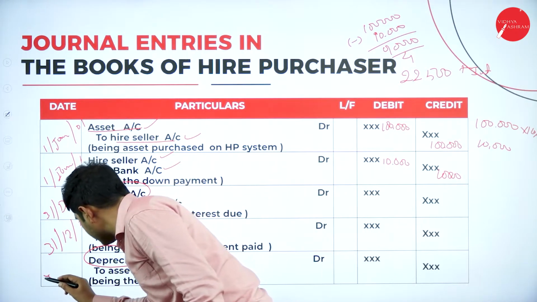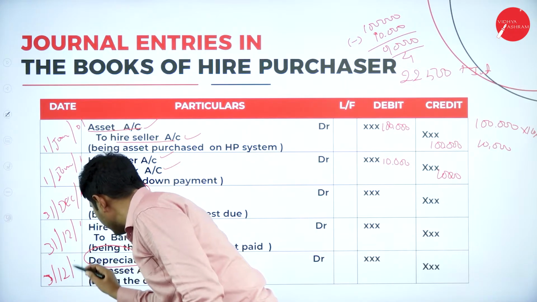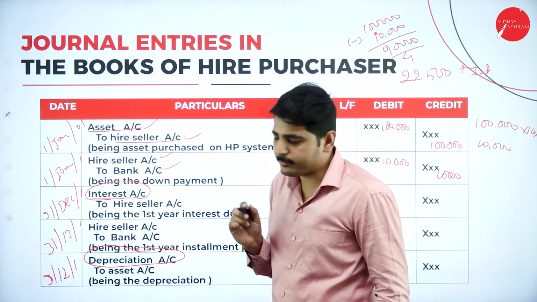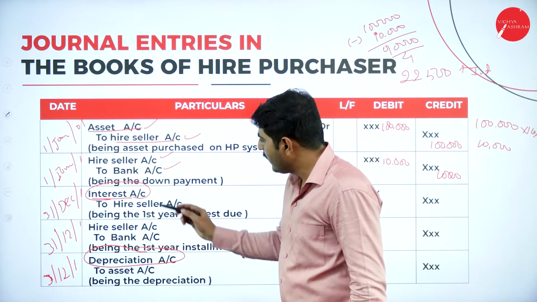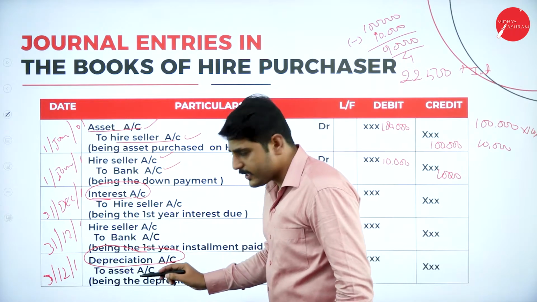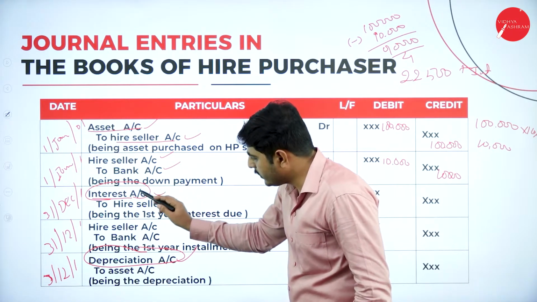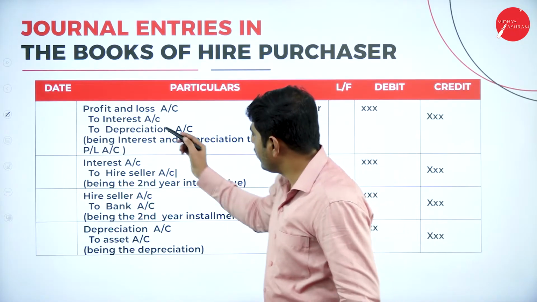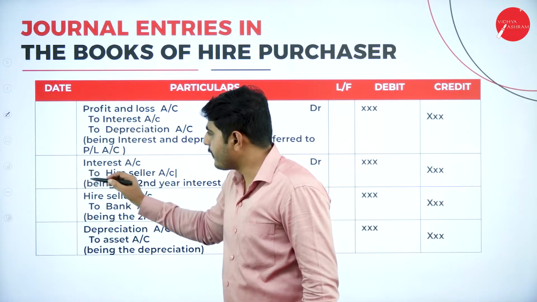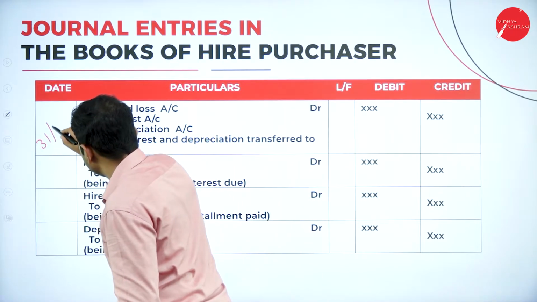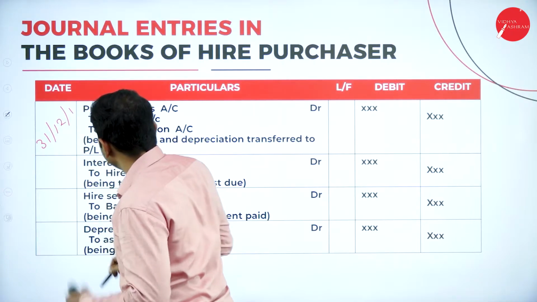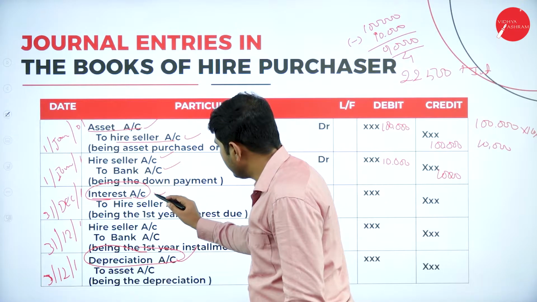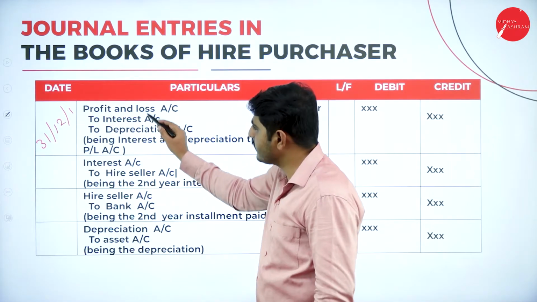Same day, 31st December, first year: depreciation account to asset account, being the first year depreciation. Now for the next entry, this interest is a loss for us, and this depreciation is a loss for us. Both interest and depreciation should be transferred to the profit and loss account. Same date, 31st December, first year.